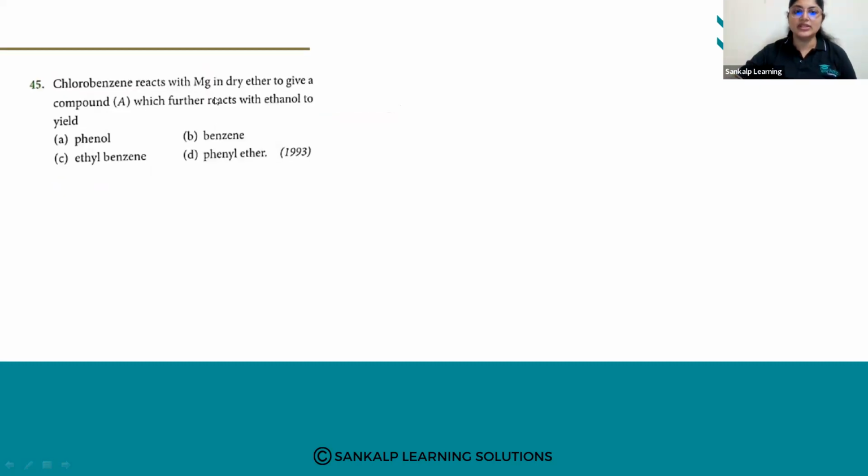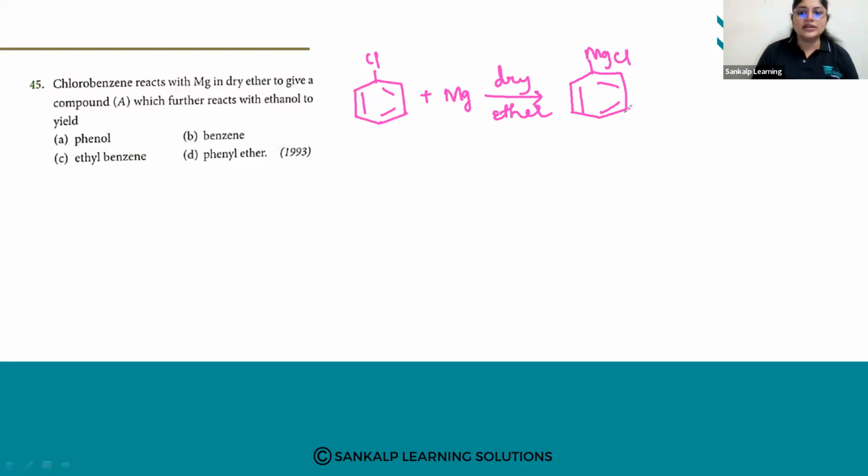Chlorobenzene reacts with Mg in dry ether. So what is the structure of chlorobenzene? Chlorobenzene is this. It reacts with Mg in the presence of dry ether. In the presence of dry ether, it gives you MgCl, a compound A. So this is compound A. Now this will further react with ethanol, CH3CH2OH.